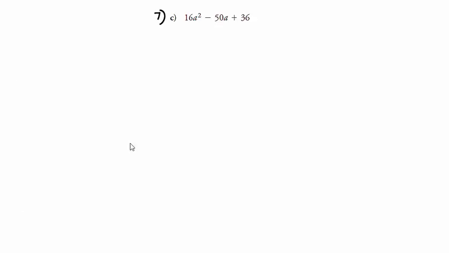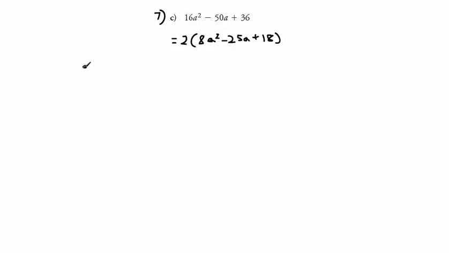Alright, for 7c, before we factor using decomposition, notice that 16, minus 15, and 36 all share a common factor of 2. So we can factor out a 2, making this expression a little bit easier and simpler to factor.